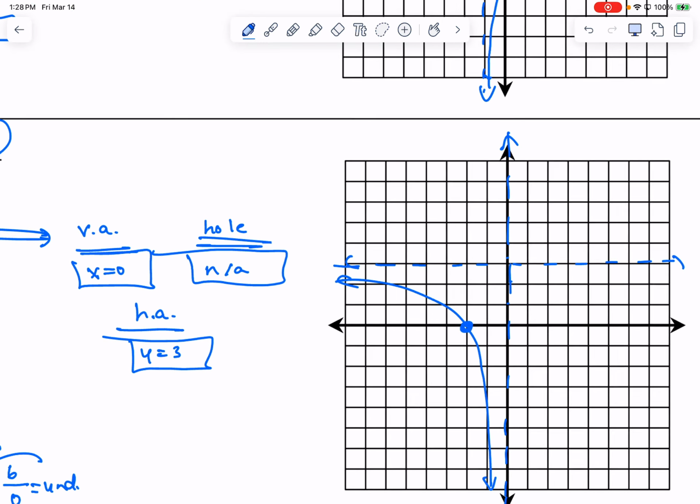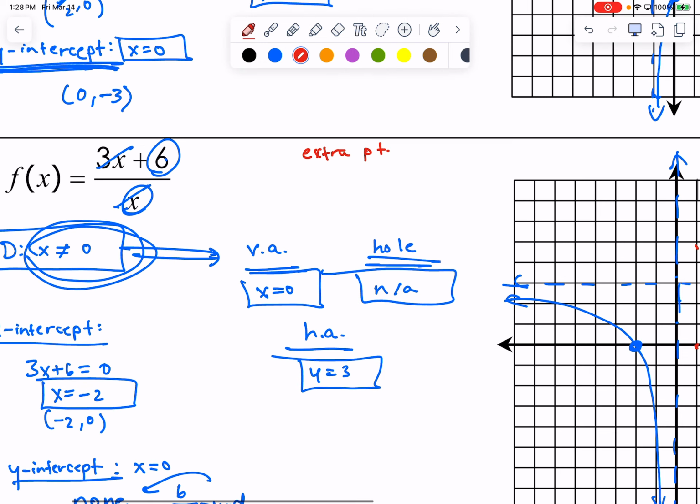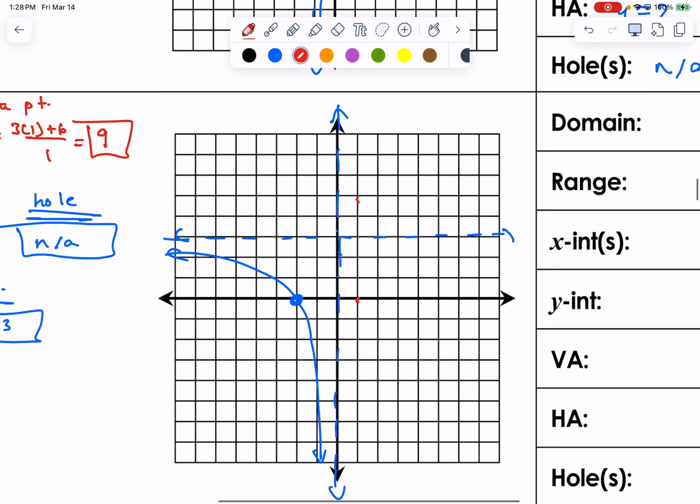All right, I need to do an extra point. I just plug in 1. So I just need to get 1 over here to know if it's here or here. I don't know which one. So I'm going to plug in 1. So it's going to be 3 times 1 plus 6 over 1. That's going to give me 9. So 1, 9. 1, 2, 3, 4, 5, 6, 7, 8, 9, way up here. So I know it's up here. It's going to approach the asymptote. And these things are fairly symmetric.